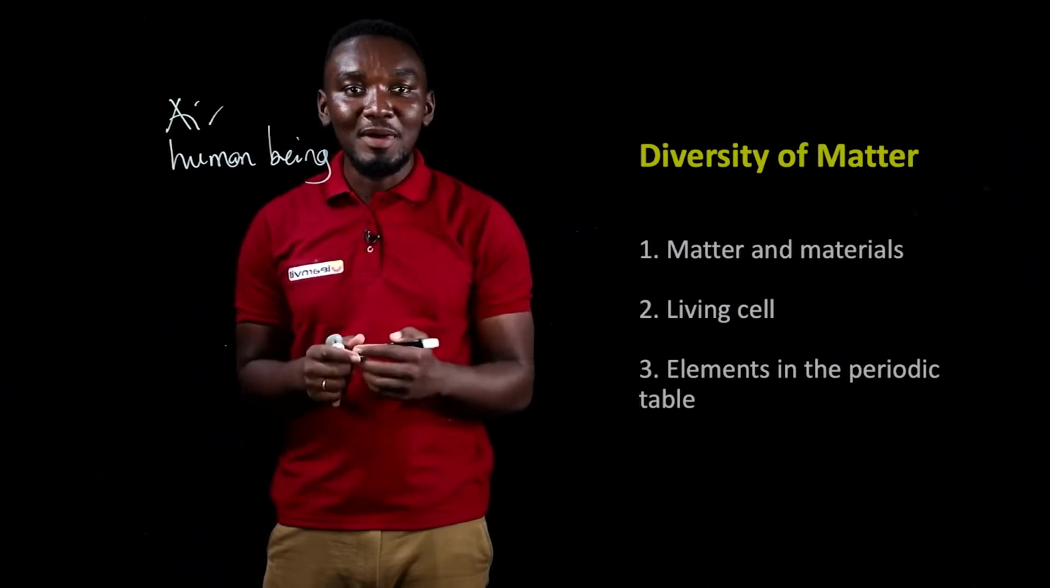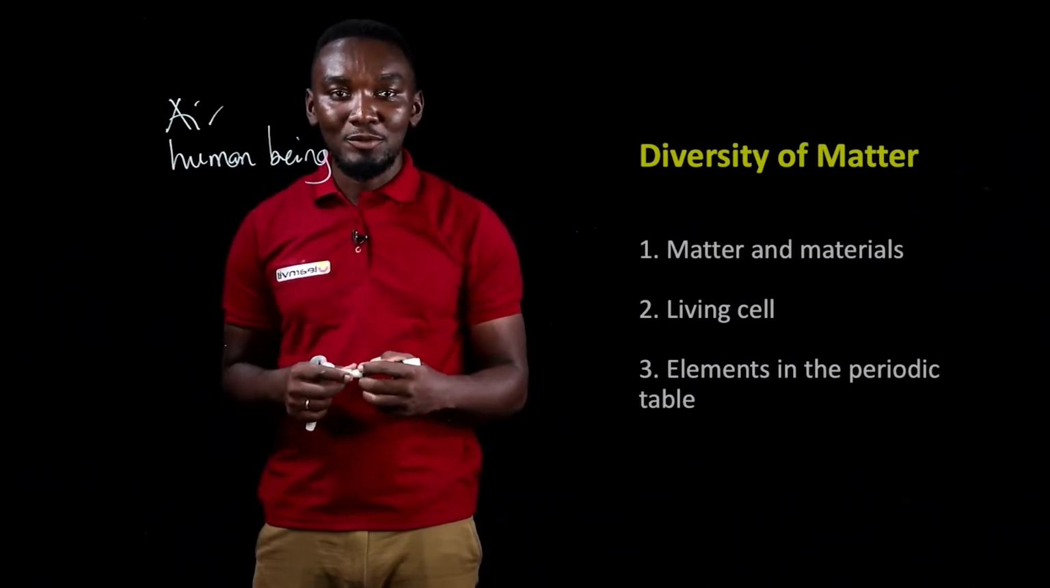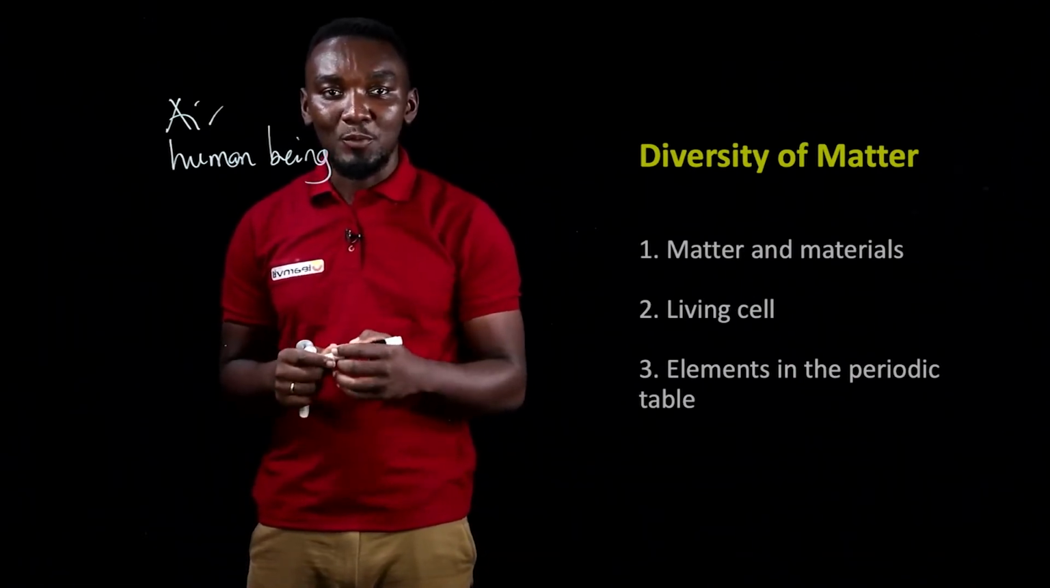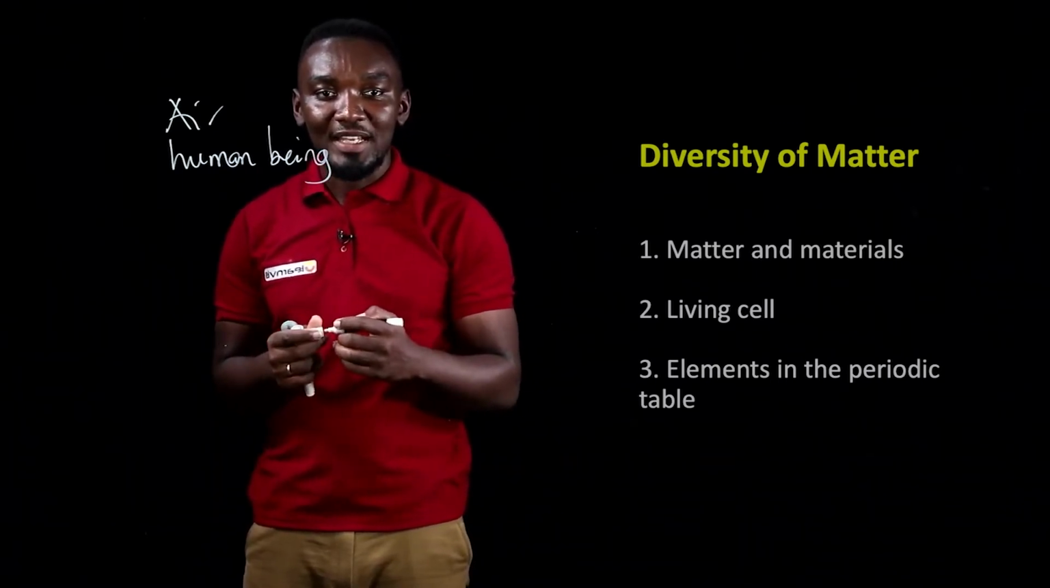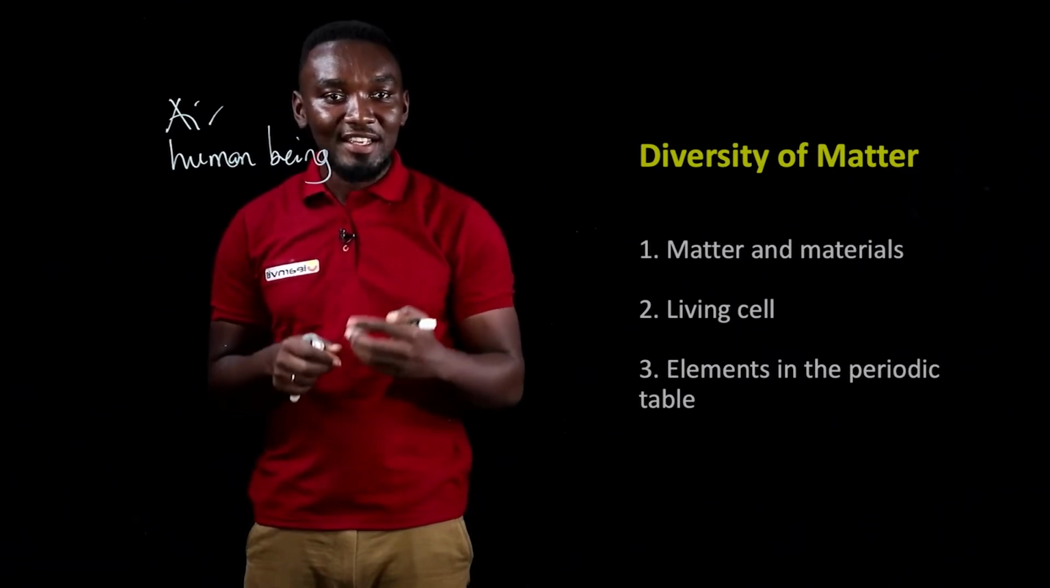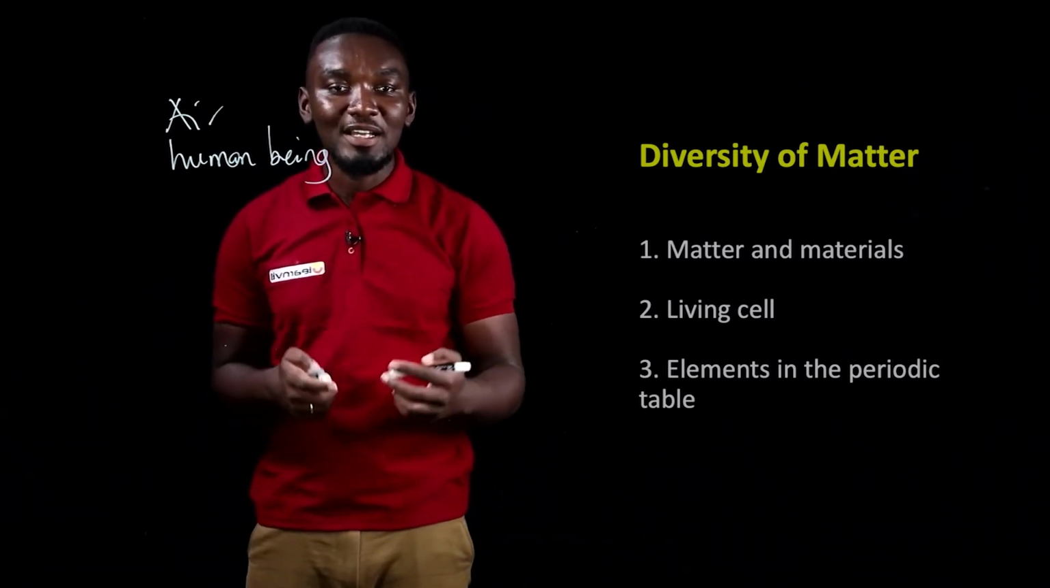So under diversity of matter in the Basic 7 class, we will look at 3 basic topics. We will first look at matter in materials, we will look at living cell, and then we will also look at elements in the periodic table. Let's look at them one by one.